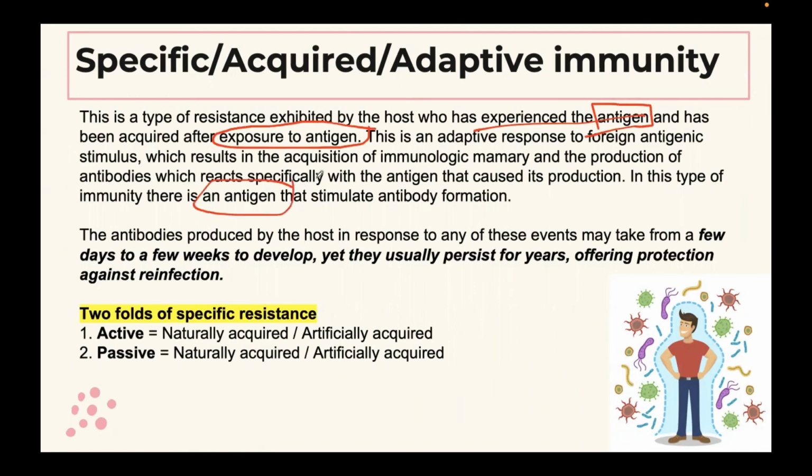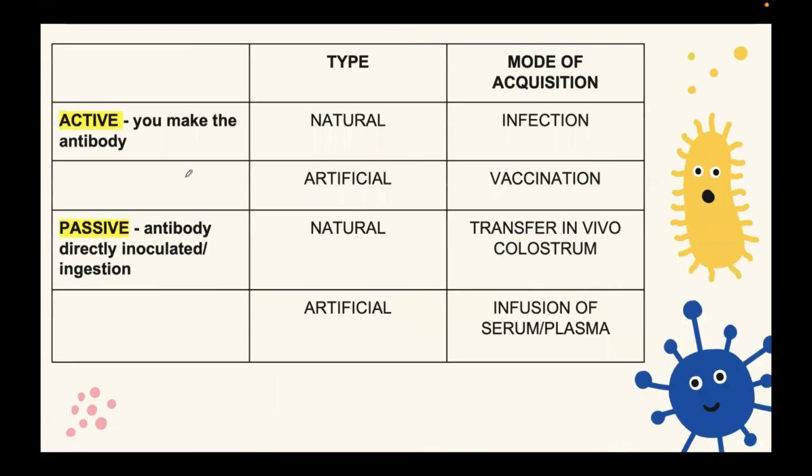So the antibodies produced by the host in response to any of these events may take from a few days to few weeks to develop, yet they usually persist for years, offering a protection against reinfection. Okay, pakitandaan po yung phrase na yan. And then there are two folds of specific resistance. We have the active and the passive. So sa active, meron tayong natural and artificial.